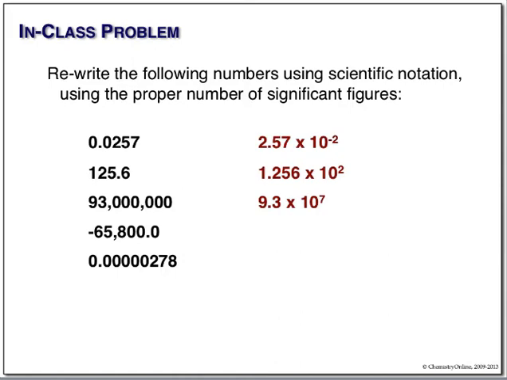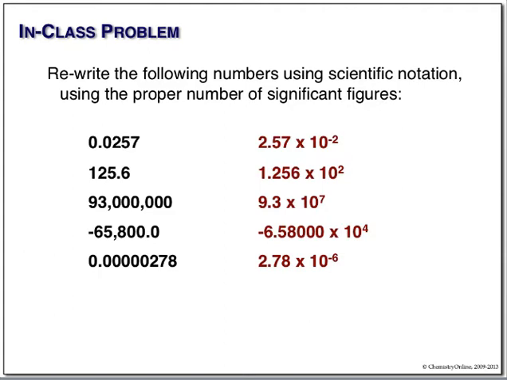Our next number, well, it doesn't matter if it's positive or negative, the same rule. We do have a decimal point, so all of our trailing zeros are significant. We would write this in scientific notation as minus 6.58000 times 10 to the 4th. And finally, our last example. We have a decimal point, but none of our leading zeros are significant, so we have 2.78 times 10 to the minus 6.